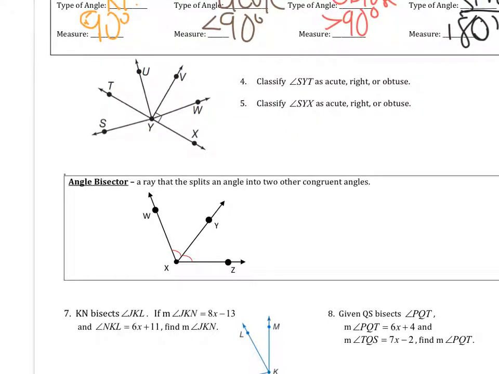So if I take a look, SYT, SYT is right there. That is quite obviously acute. It's not even close to right. It's definitely not obtuse. We're going to call that acute. SYX, I'm looking at this angle here. Clearly bigger than 90, so I'm going to call that obtuse.